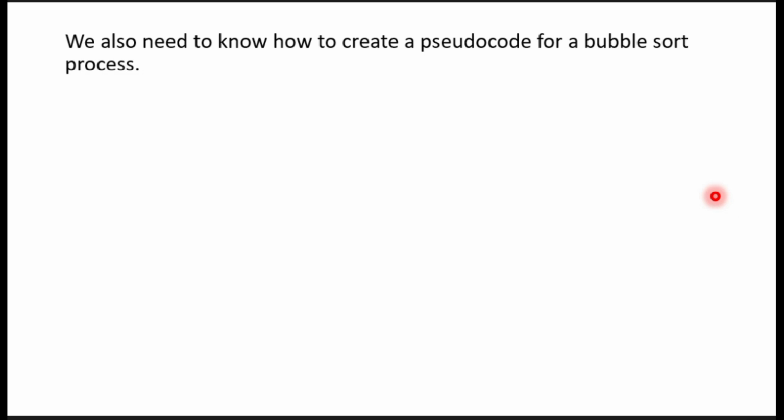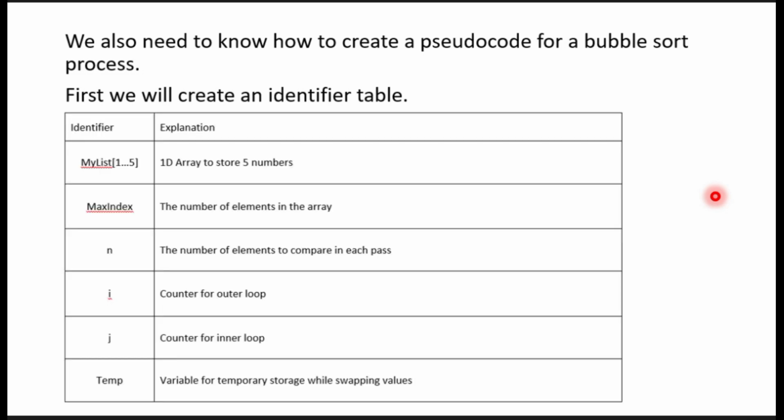We also need to know how to write the pseudocode for a bubble sort process. So first we're going to make an identifier table, which is basically this. This is going to be our array to store the 5 numbers. That's going to be the maximum number of elements in our table. That's the number of elements that we're going to compare in each pass, and it's going to decrease every pass. That's going to be our counter for our outer loop and our inner loop, and as we know, in order to swap values, we need a temporary variable.